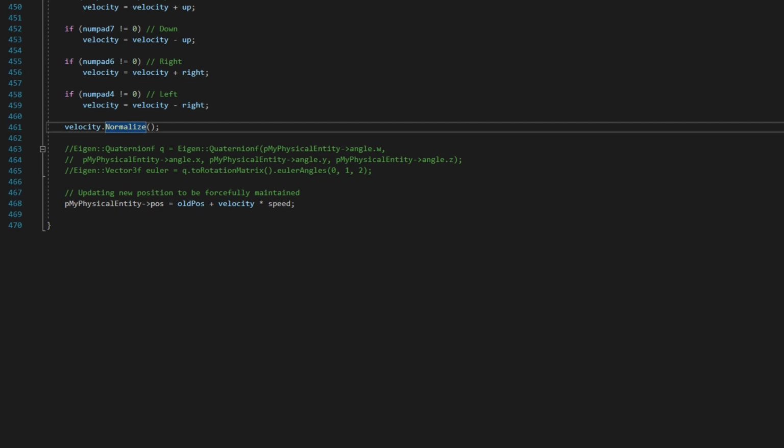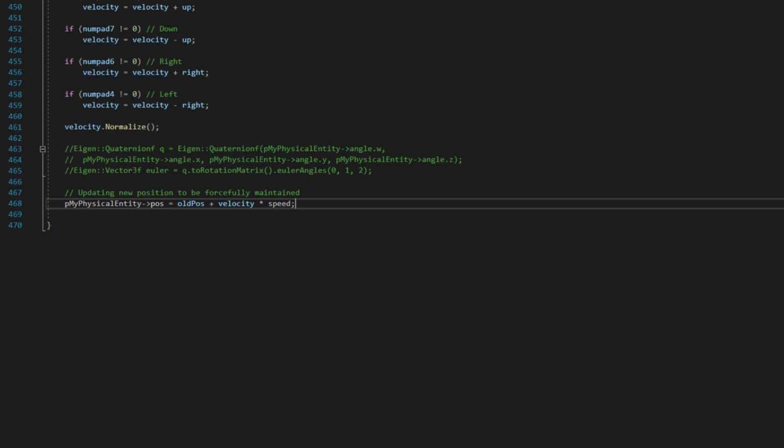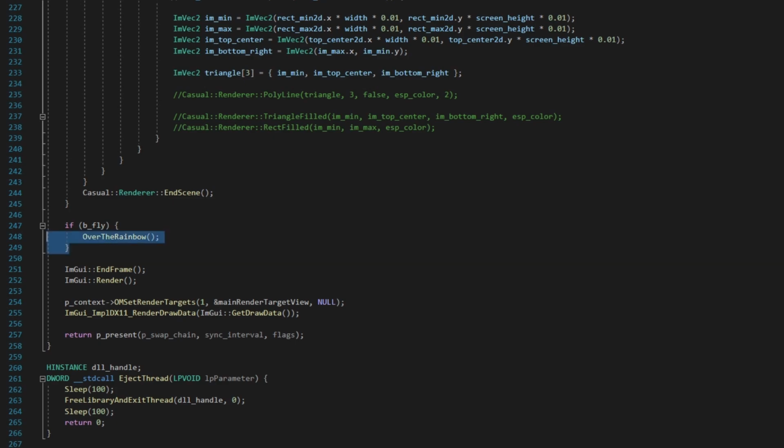direction. And in the last line, we calculate the new position. It is of course the old position plus the velocity times some scalar value, which we can change. This scalar dictates the speed. In the hooked present function, we call this fly function if it is activated.